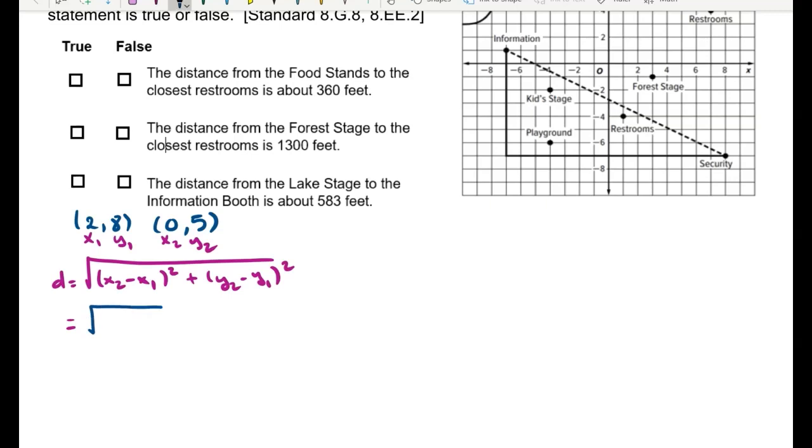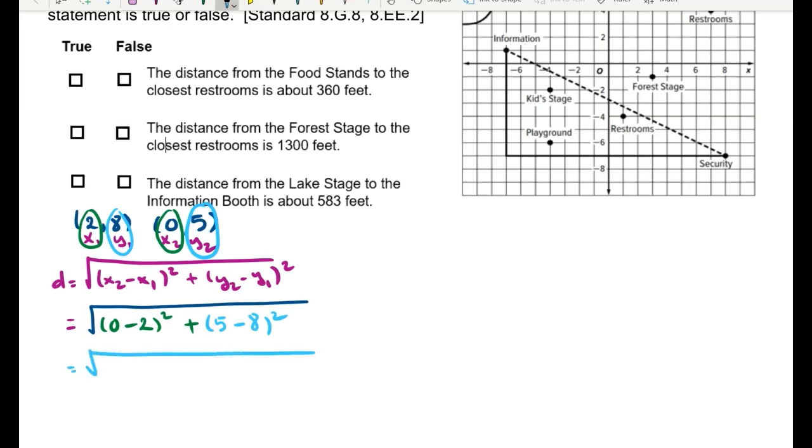My x2 is 0 minus x1, which is 2, squared, plus y2, which is 5, minus y1, which is 8, squared. Then we work this out and solve for the square root. 0 minus 2 is negative 2 squared, plus 5 minus 8 is negative 3 squared. That is the square root of 4 plus 9, which is the square root of 13.